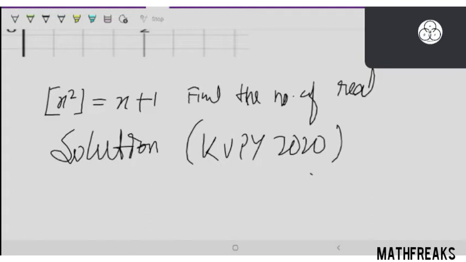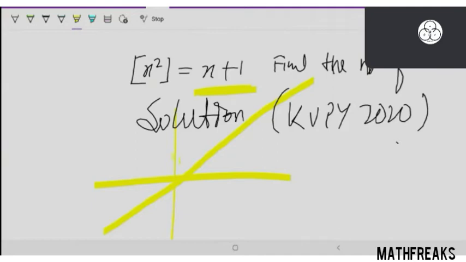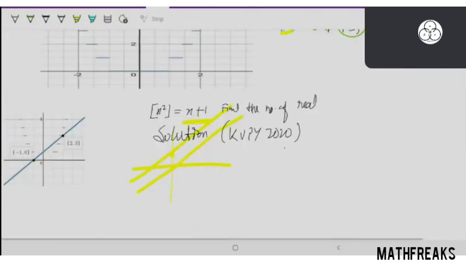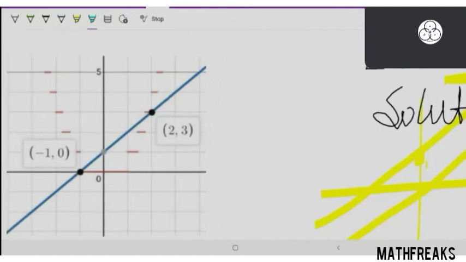I hope that it's clear now. Just draw the graph of box x square. You have already drawn the graph, and draw the graph of x plus 1. This is very easy. Draw the graph of y equals x and make a vertical shift because this is plus 1, and find out the point of intersection. These are the points of intersection. At the point of intersection exactly, the graphs are discontinuous.